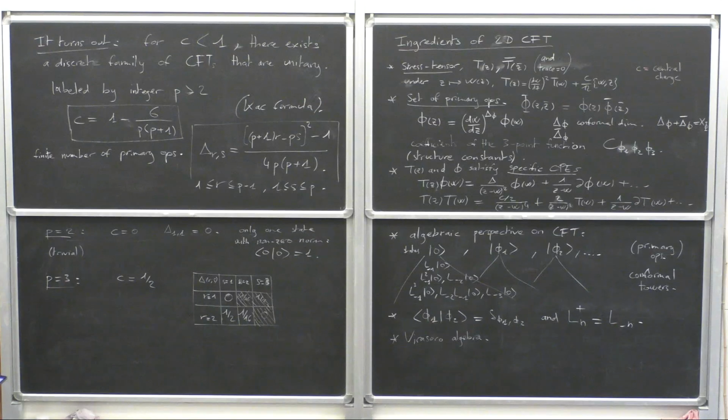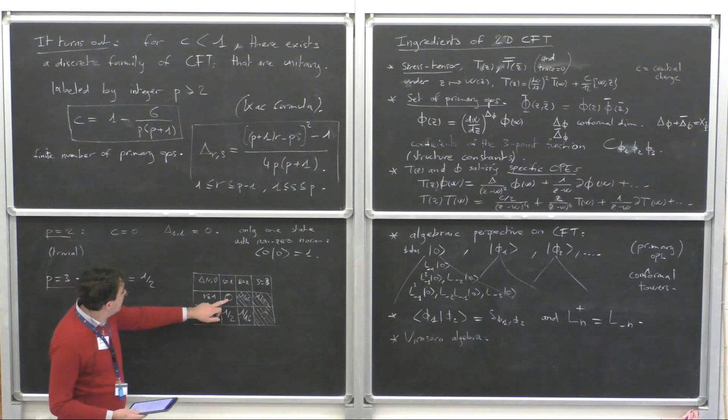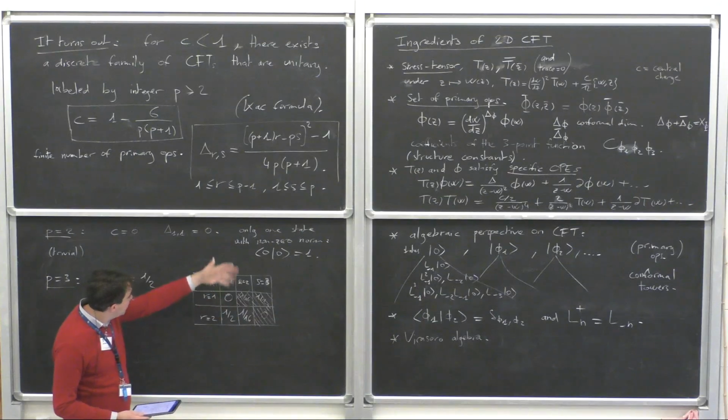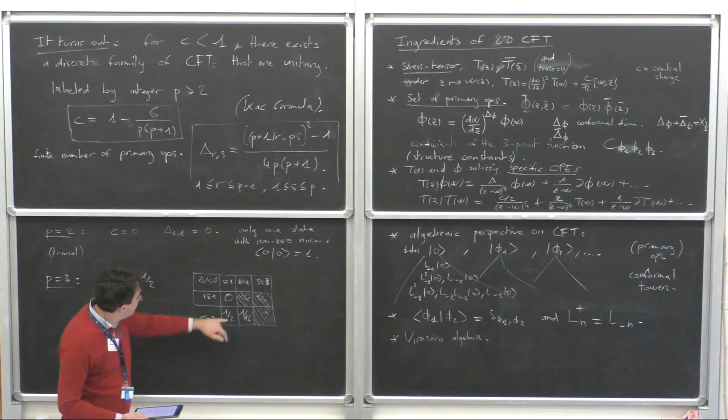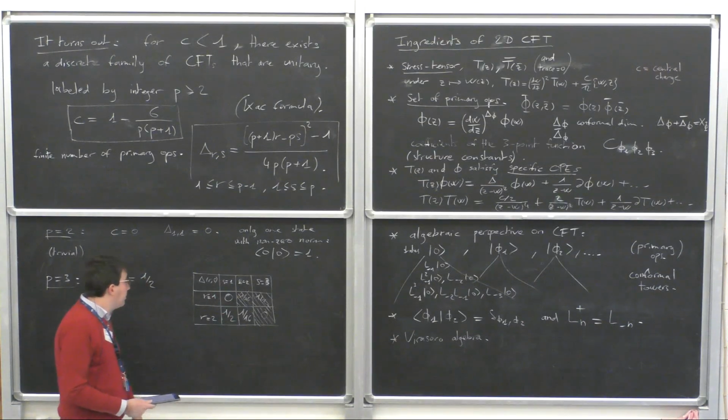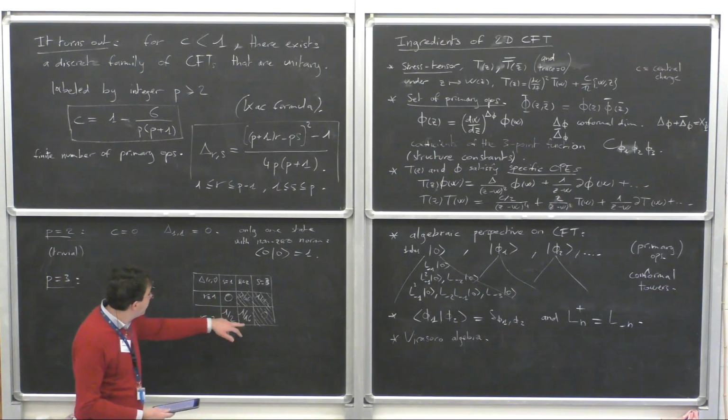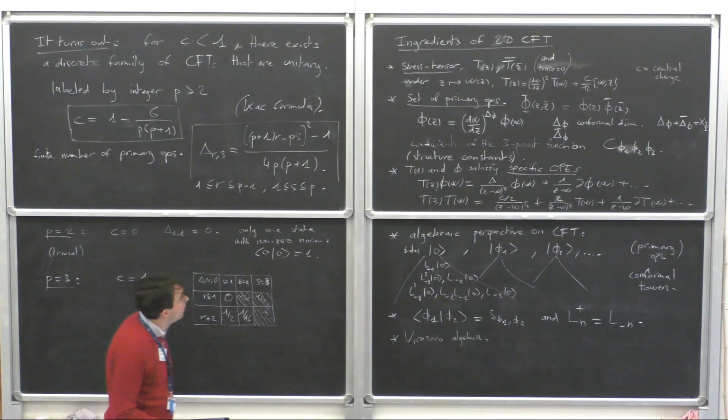Okay, so what does this tell us? It tells us that this is a theory that has a vacuum, that has the identity as a primary. Identity is always a primary operator, so that's not the interesting one. But apart from this one, it has two primary operators with conformal dimension 1/2 and conformal dimension 1/16.